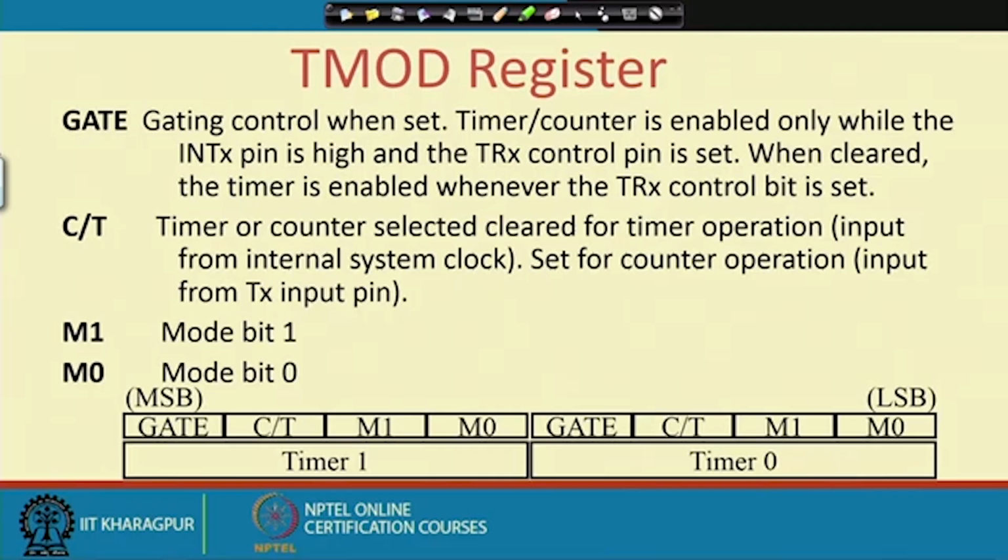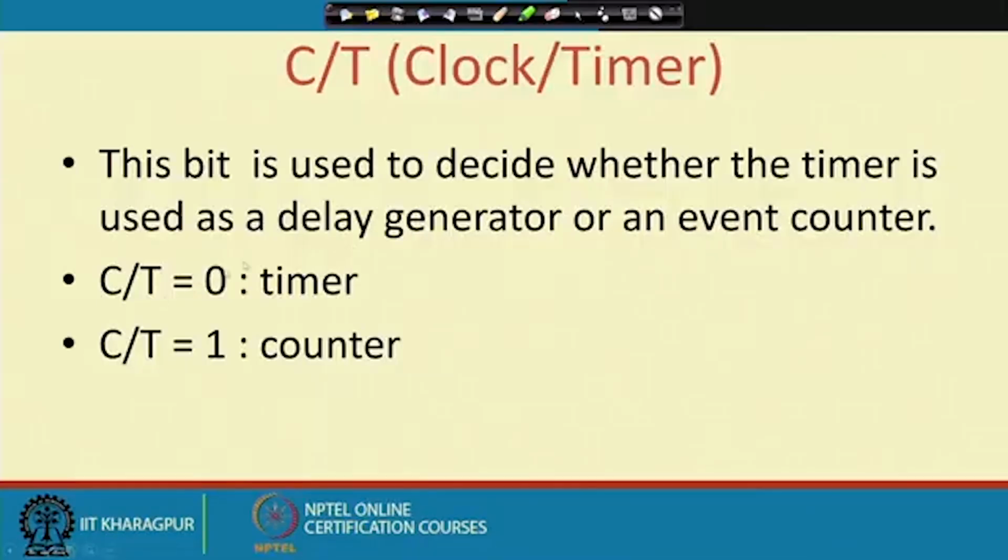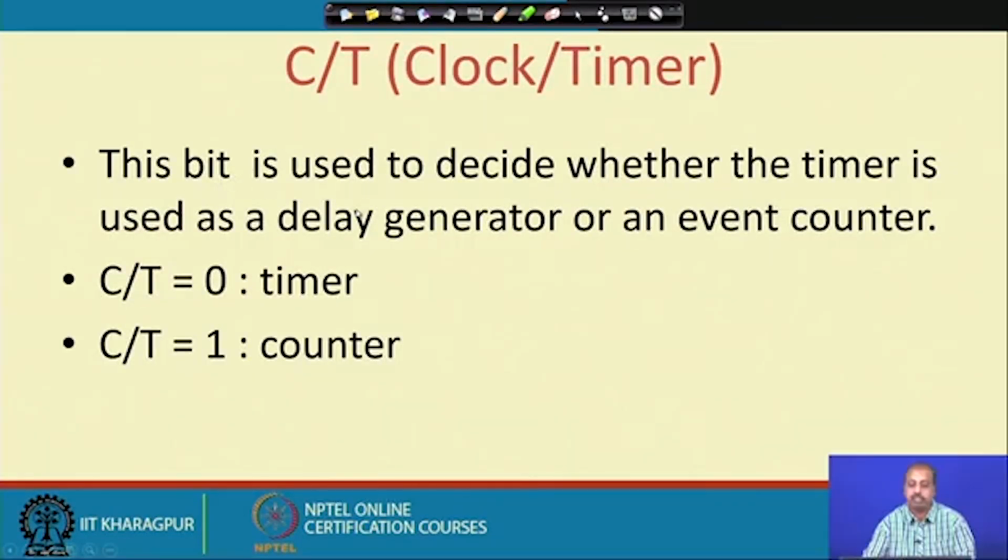Then we have two more bits, M1 and M0. They are called mode bits. Depending upon the mode in which you want to operate the timer, you have to set the M1 and M0 bits. The C by T bit is used to decide whether the timer is used as a delay generator or an event counter. If C by T is 0, it operates as a timer, that is a delay generator, and if C by T is 1, then it is a counter. This is for counting operation.